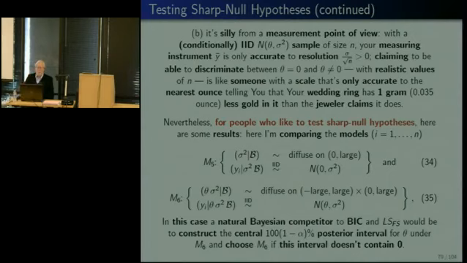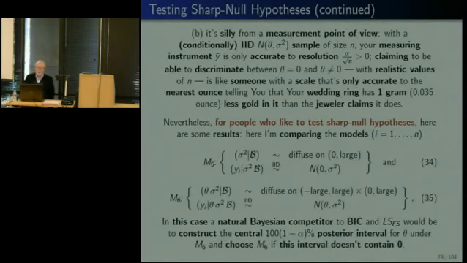Nevertheless, for people who like to test sharp null hypotheses, here are some results. I'm going to compare Model 5 and Model 6. I'm using sigma squared unknown here because that's how I made the calculations. Model 5 says that if you knew sigma squared, the yi's would be IID normal 0, sigma squared, and then I put a diffuse prior on sigma squared. Model 6 says something similar, except I don't know what theta is either, and I make that prior diffuse as well. So Model 5 corresponds to the singleton that theta is exactly equal to 0, and Model 6 says no, it's anywhere it wants to be on the whole number line.